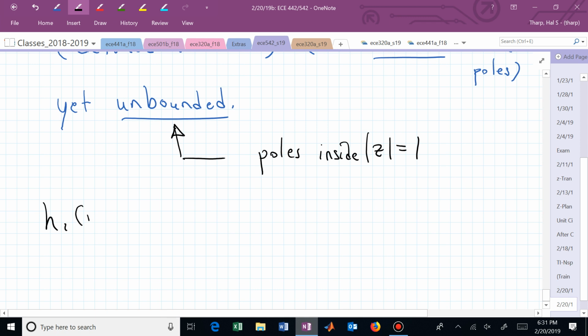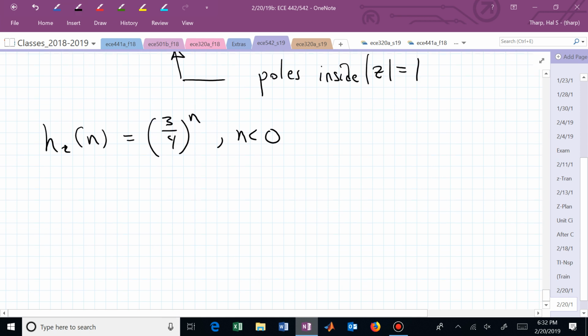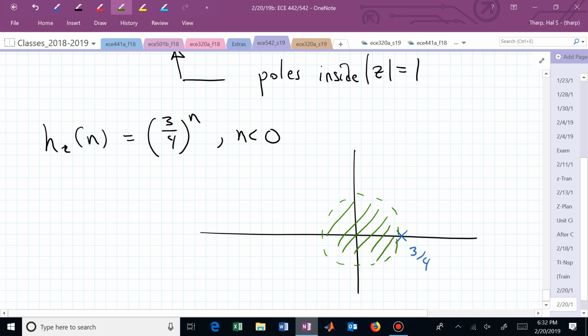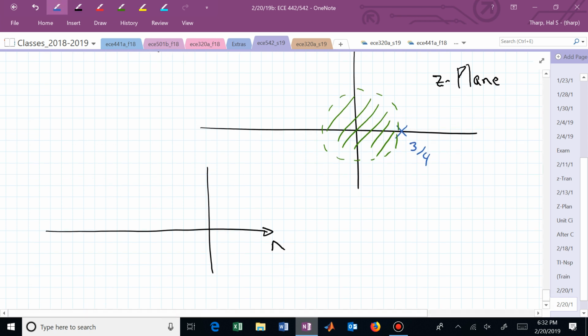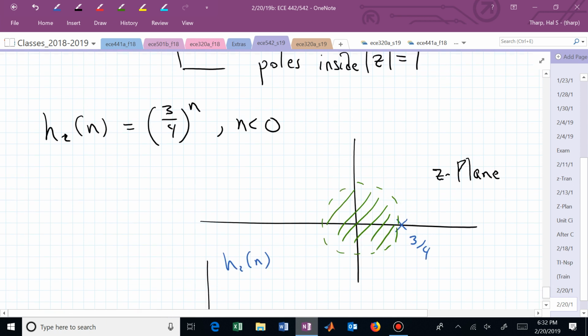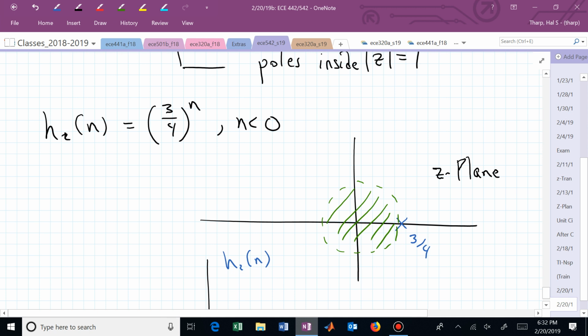An example might be h sub 2 of n equaling 3/4 to the n for n less than 0. The pole is at 3/4. Our region of convergence, because it's non-causal, is interior to that. And this is the z-plane. What's the time response look like? At -1, it's 3/4 to the -1. We just invert 3/4, it's 4/3.